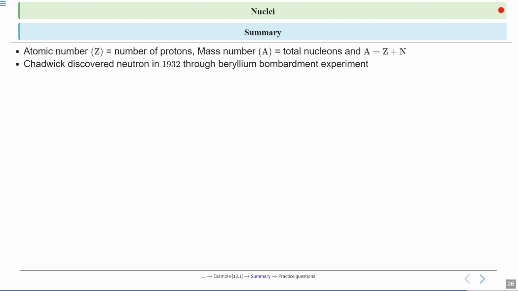In 1932, James Chadwick discovered the neutron by bombarding beryllium with alpha particles. This experiment showed that there was a neutral particle in the nucleus, which we now call the neutron.